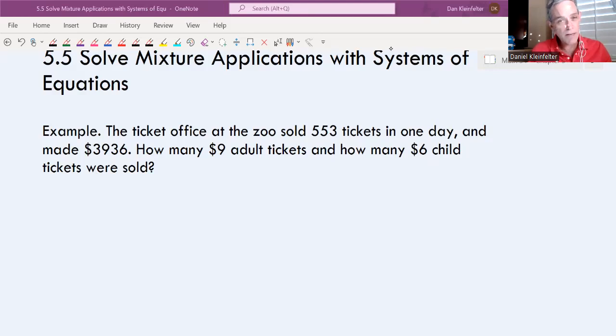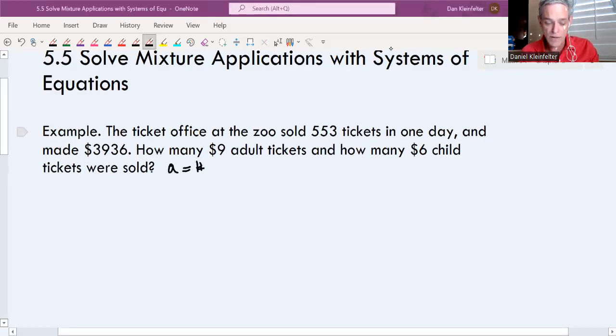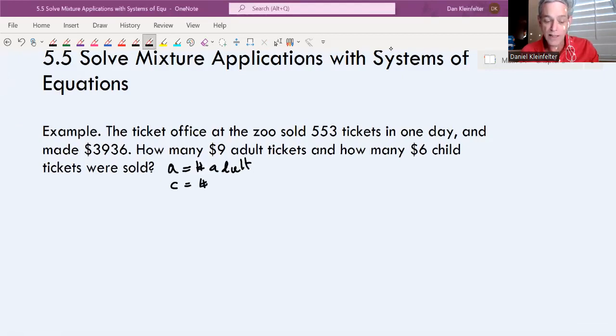And then also, there's a couple of sentences in here that each translate into an equation. So the fact that there are 553 tickets sold, let's go with A is the number of adult tickets and C is the number of child tickets. The 553, that will be A plus C. The number of each type of ticket added together gives 553.